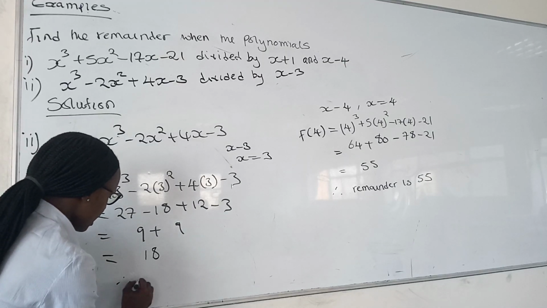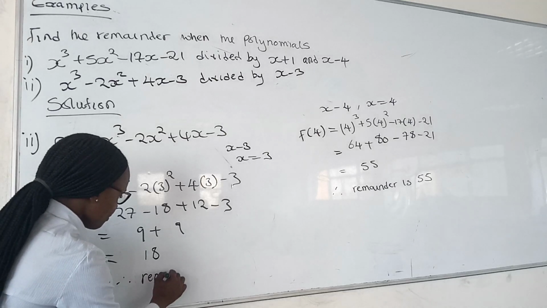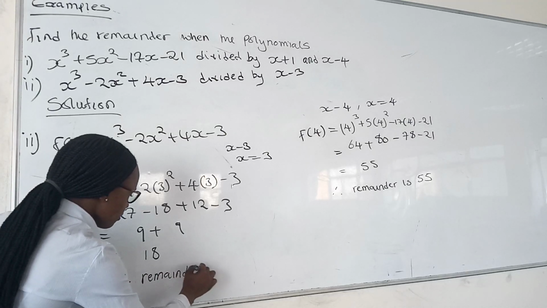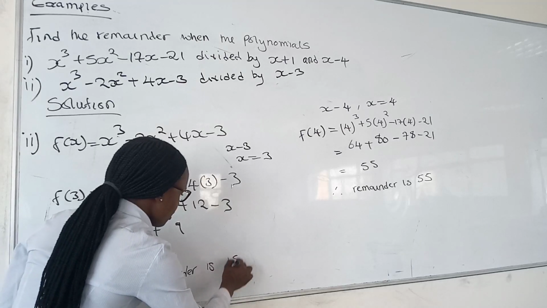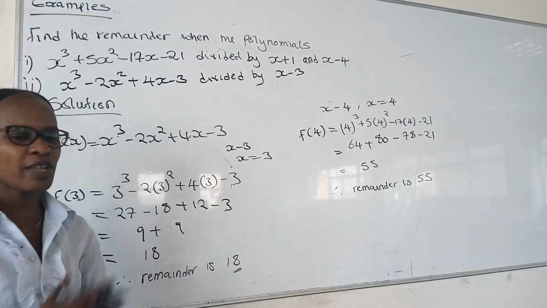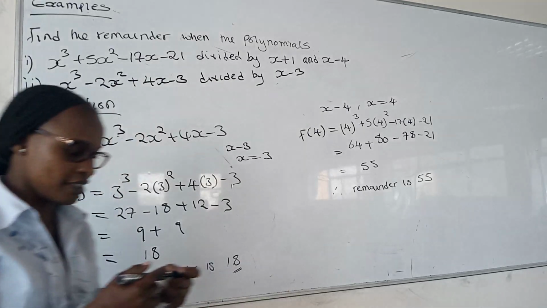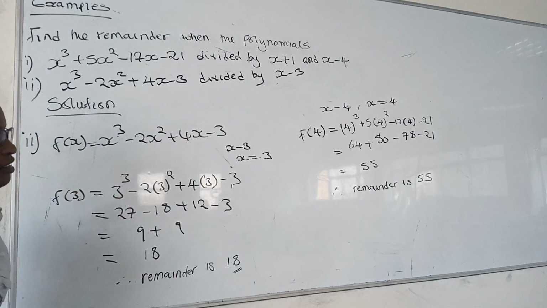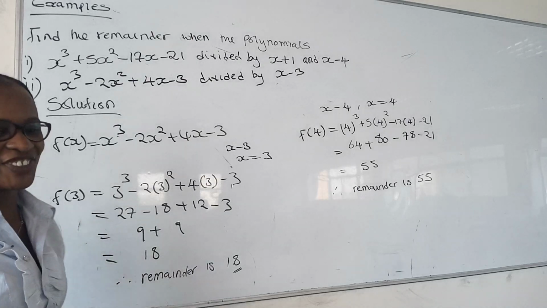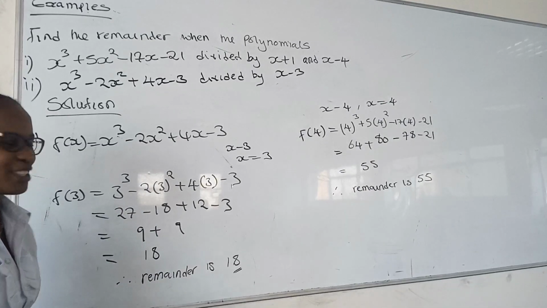And you can conclude that the remainder is 18. And we are done. It's as simple as it looks. There is nothing complicated. So this is another way of us to find the remainder. So maybe we'll just try to add something small to this.